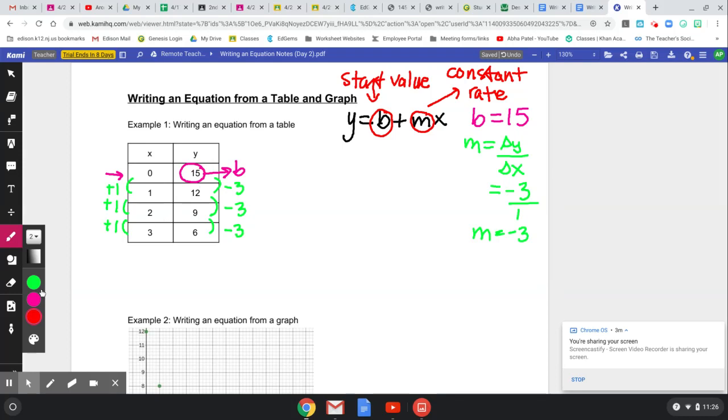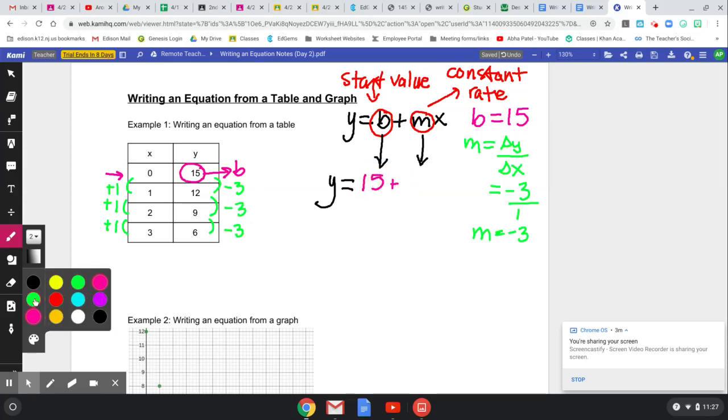The last thing you're going to do is replace these values. That's it. You're just replacing b and you're replacing m. Those are the only things you're replacing. So you're going to have y equals, b is 15. So you're going to replace that b with 15 plus m is -3.